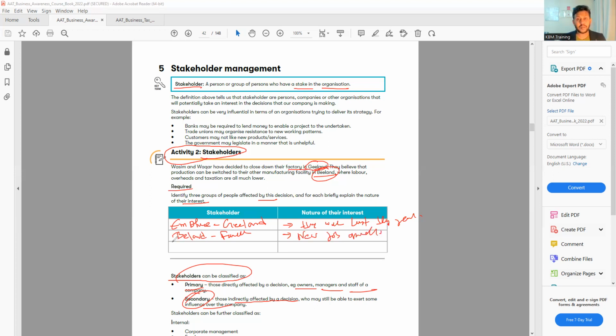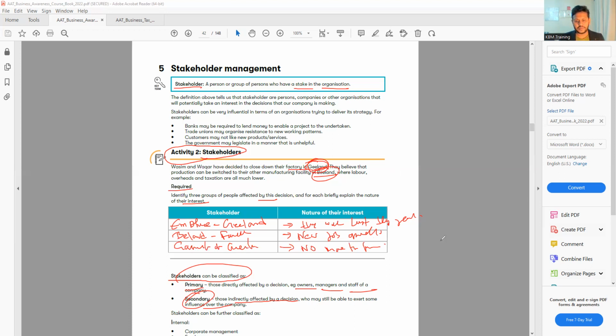Then the government of Gieland is also a stakeholder, because they'll lose the tax. No more tax from this company. And the suppliers in Gieland, obviously they are not going to get any more orders from this company. So the people who will be affected because of your decision are actually your stakeholders. This is a simple definition.